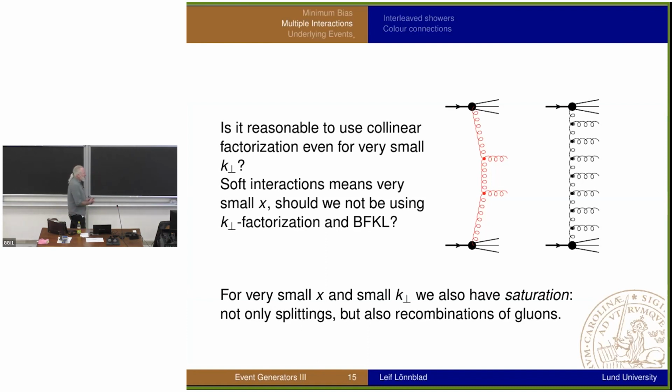So for very small x, small kT, we also have this saturation thing, which is basically where we don't only have gluon splitting, we also have gluon recombination, also not in Pythia.